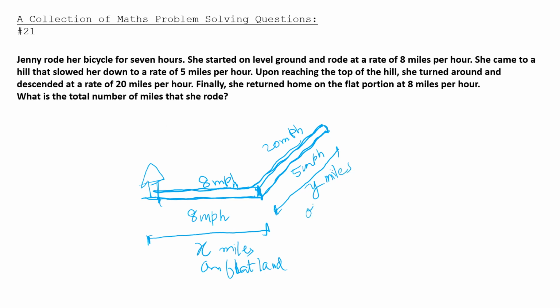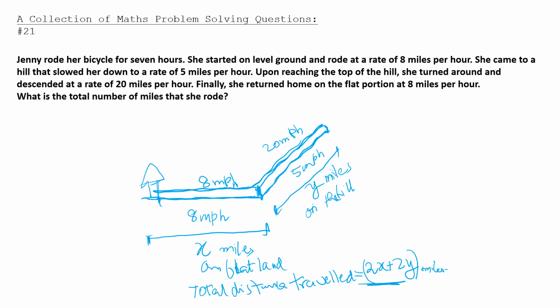on the hill. Okay, so y miles, she goes up the hill, that is a distance, and she comes back down y miles, and the same for flat land. So the total distance that Jenny travels will be twice of x plus twice of y, and that would be in miles.